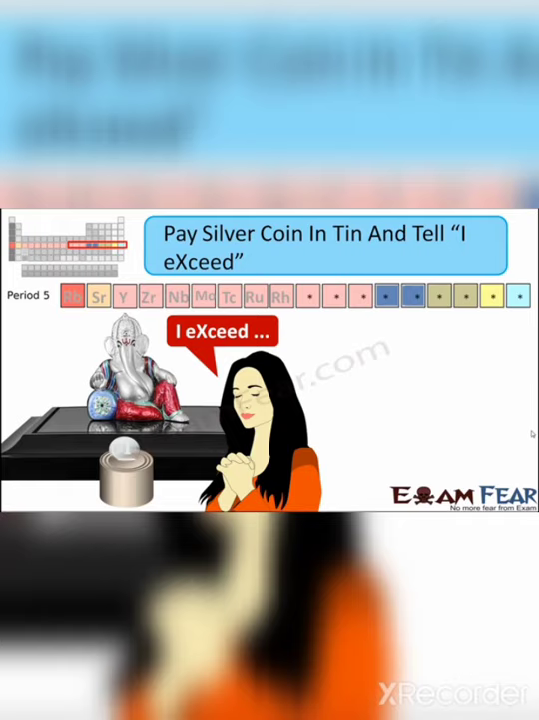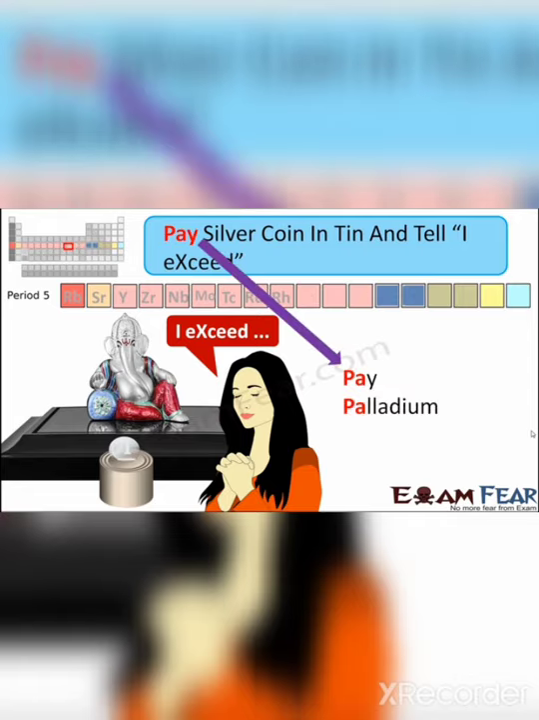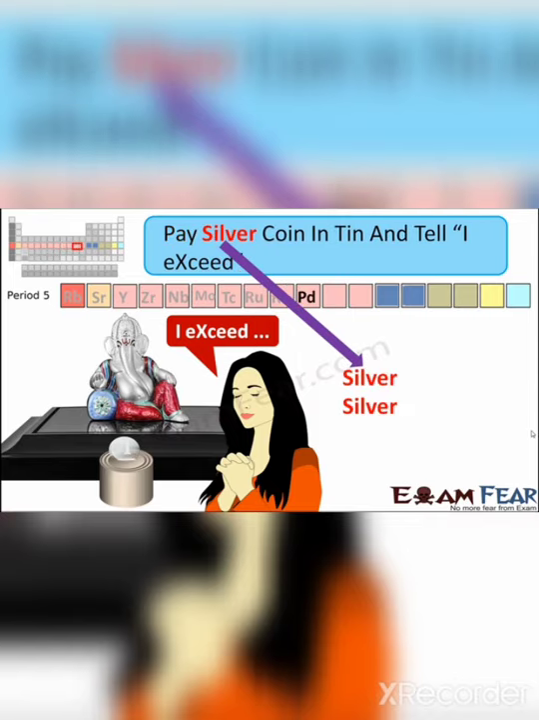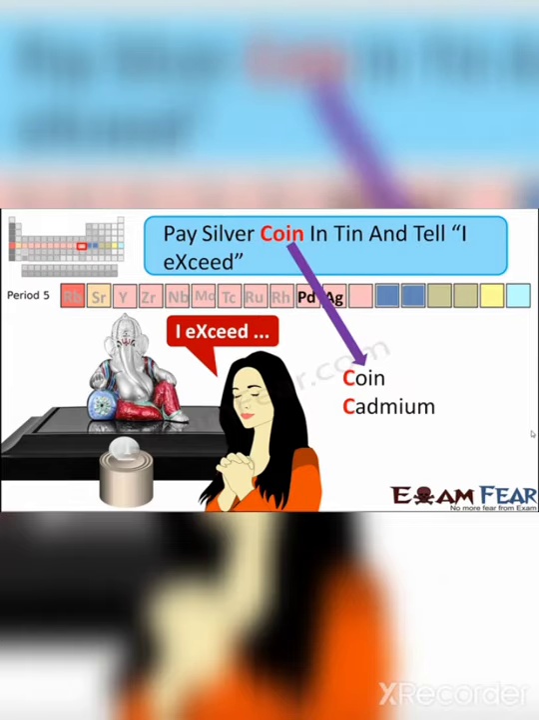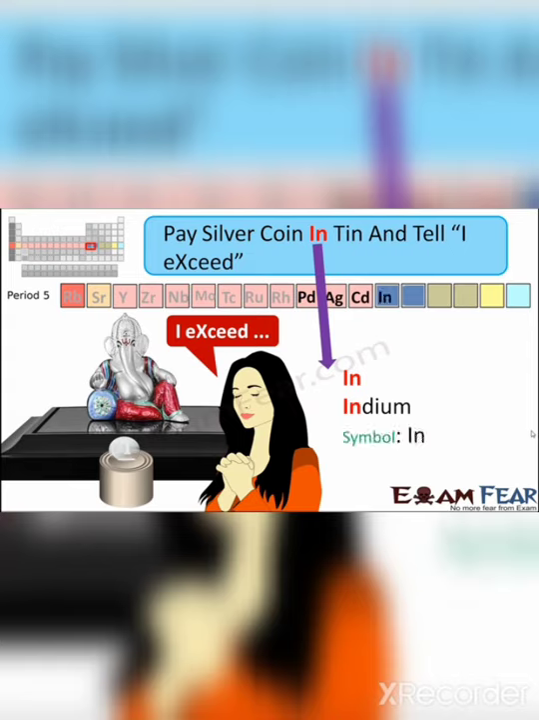So here your memory tip would be: pay silver coin in tin and tell I exceed. So here pay reminds of palladium. Silver is, of course, silver. However, the symbol for silver is Ag. Coin reminds of cadmium. In reminds of indium.